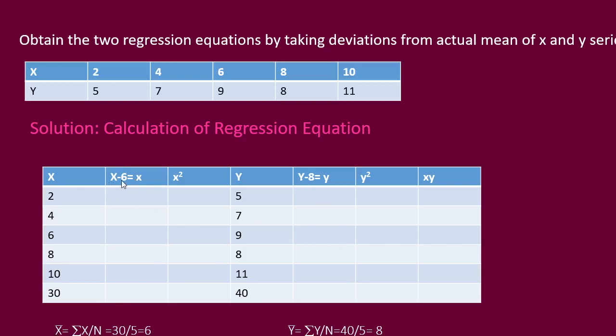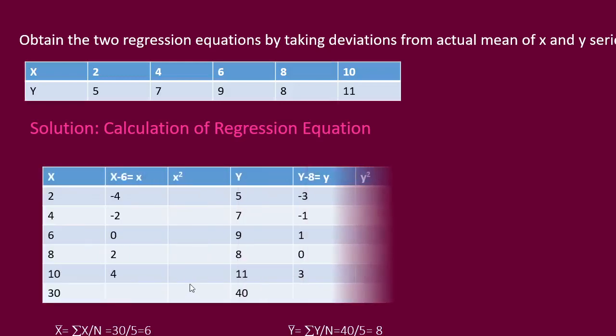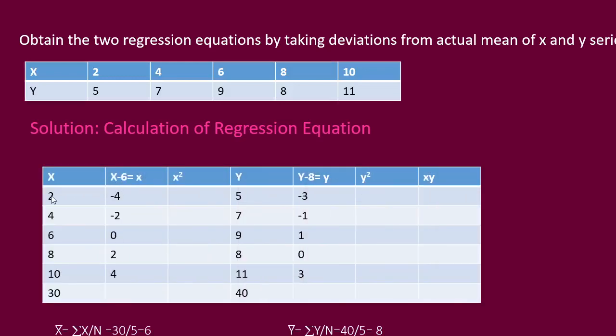Now x minus x bar, with x bar equal to 6, I can find the values for this x variable. Here I'll consider x minus 6: 2 minus 6 is minus 4, 4 minus 6 is minus 2, 6 minus 6 is 0, 8 minus 6 is 2, 10 minus 6 is 4. And for y: 5 minus 8, 7 minus 8, 9 minus 8, 8 minus 8, and 11 minus 8 is 3.